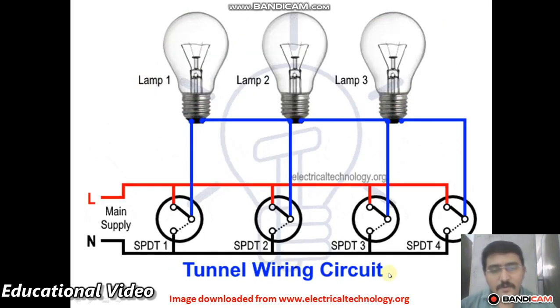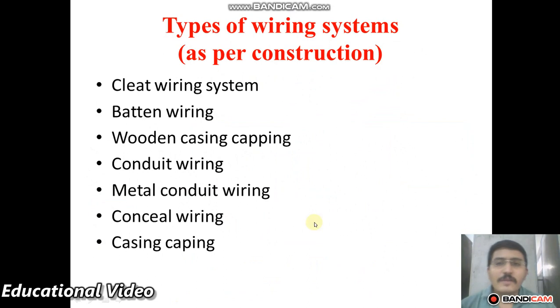Then this is the connection diagram for the tunnel wiring. This type is especially used for railway wiring purposes. We are going to observe that one lamp will be on simultaneously, and at the end all these lamps are switched off step by step. So for that purpose we require the two-way switches. Now we'll see the types of wiring system as per their construction.